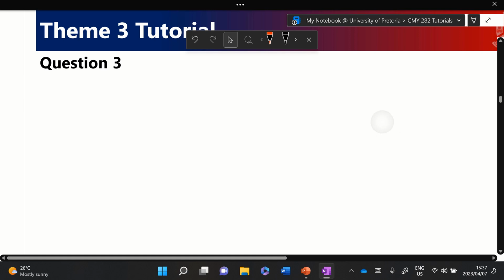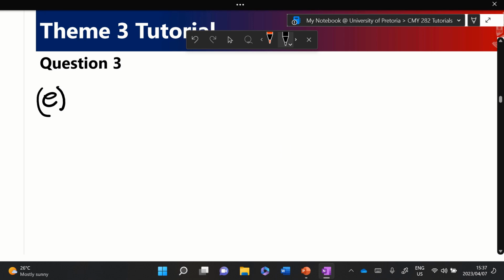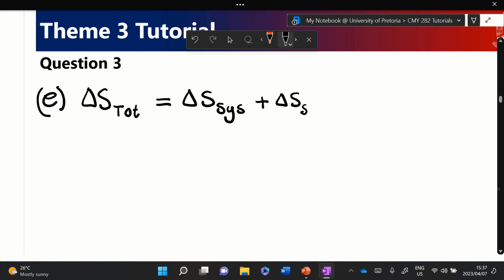Then, the fun one, number E, the entropy change. Okay, so now I'll switch into teaching mode. We need to get the total entropy change, and that is of course, as always, equal to the change of the system plus the change in the surroundings. Let's first think for a moment.